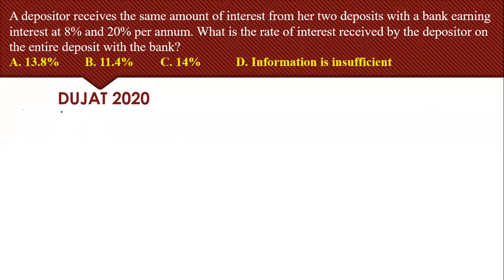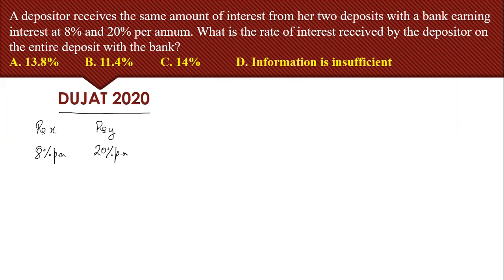This question is from DUJAT 2020 and it is from simple interest and compound interest. What is the question? A depositor receives the same amount of interest from her two deposits with the bank earning interest at 8% and 20% per annum. So I'm assuming these two amounts are rupees X and rupees Y. Rupees X is deposited at 8% per annum and rupees Y is deposited at 20% per annum.